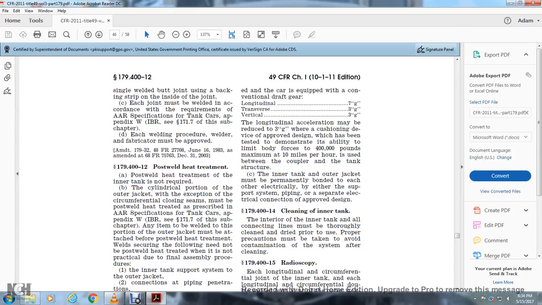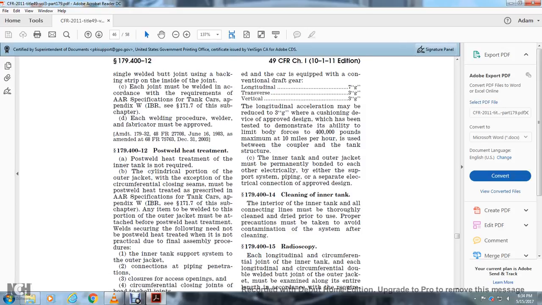179.414, cleaning of the inner tank. The interior of the inner tank and all connection lines must be thoroughly cleaned and dried prior to use. Proper precautions must be taken to avoid contamination of the system after the cleaning.